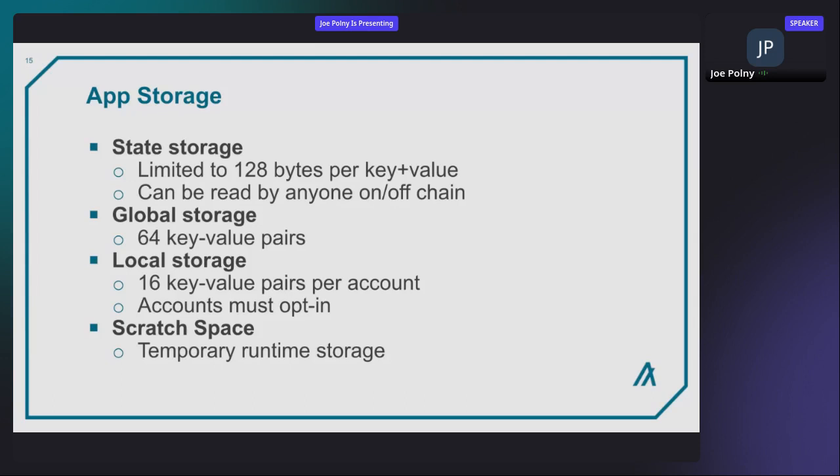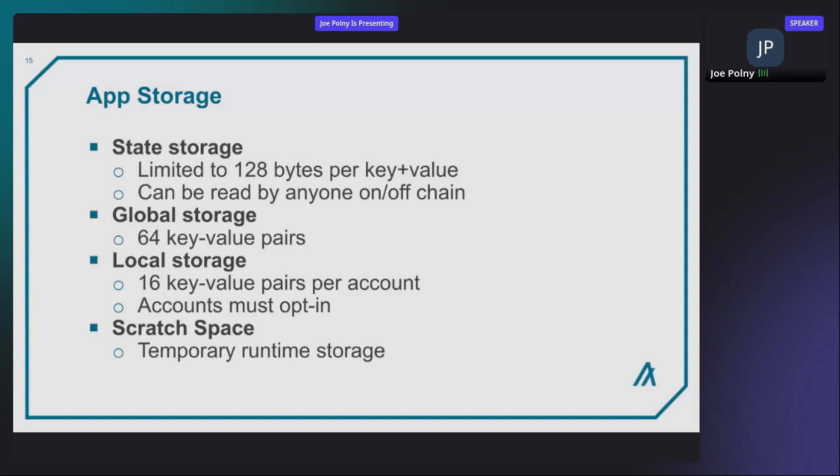And then we also have local storage, where it's 16 key value pairs per account. So with global storage, it's just per app. So a given app can only have 64 key value pairs in global storage, and that's it. But hey, any given application can have theoretically unlimited local storage. So what this basically means is if you have a smart contract that's being used by, let's say, 1,000 people, you would still have 64 key value pairs. But if all those 1,000 people use local storage, you would have a total of 16,000 key value pairs.